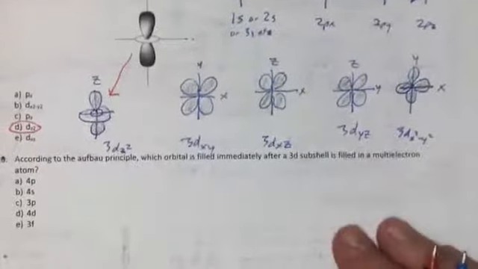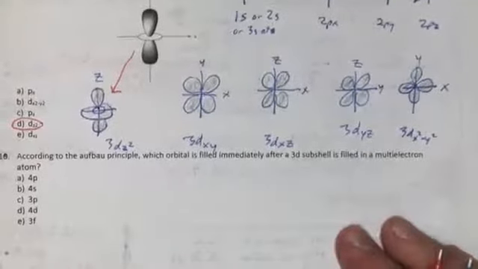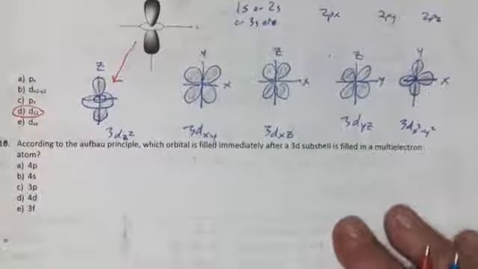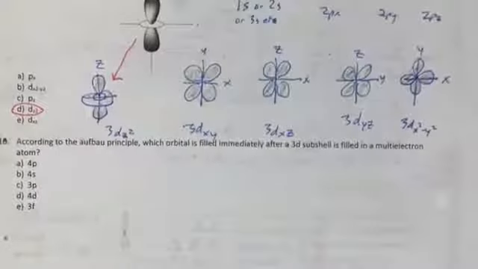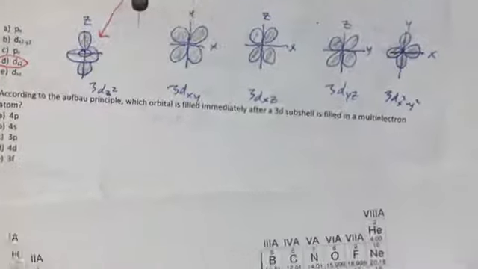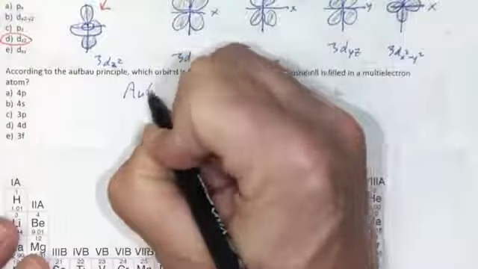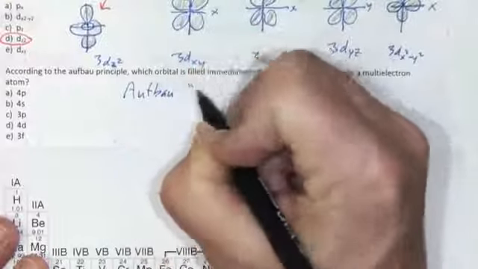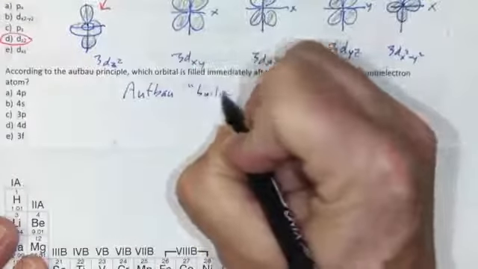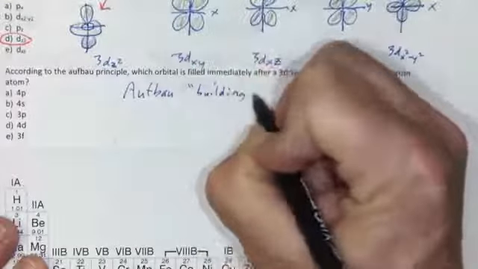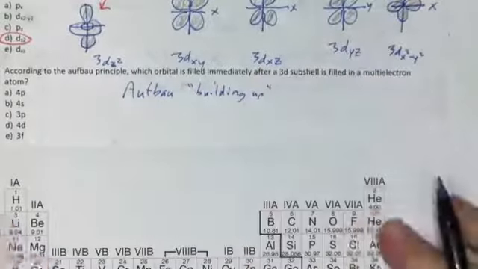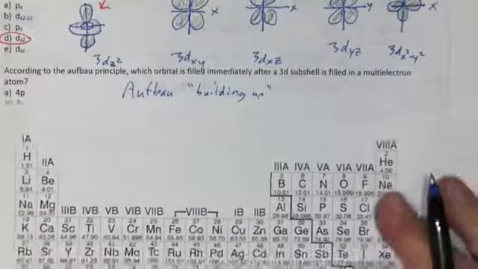Number 10. According to the Aufbau procedure, which orbital is filled immediately after a 3d subshell is filled in a multi-electron atom? Now, you don't memorize this. You use the periodic table. This is how we get electron configurations. Aufbau means building up. You're starting with the lowest energy orbitals and building up. And the periodic table is arranged in a way that it automatically does that.